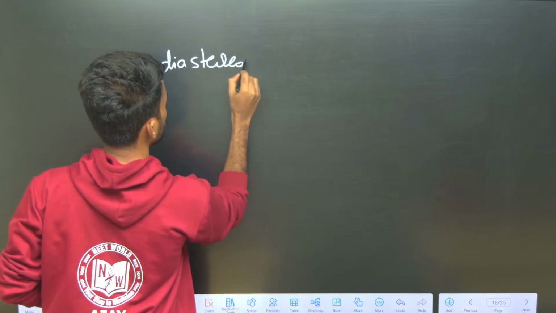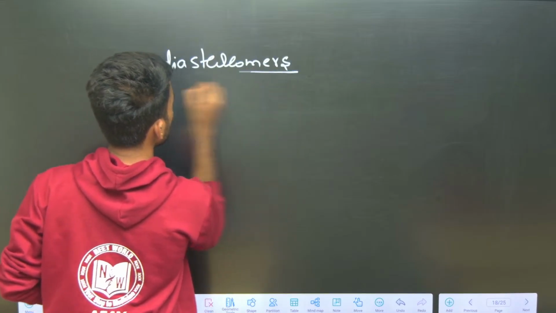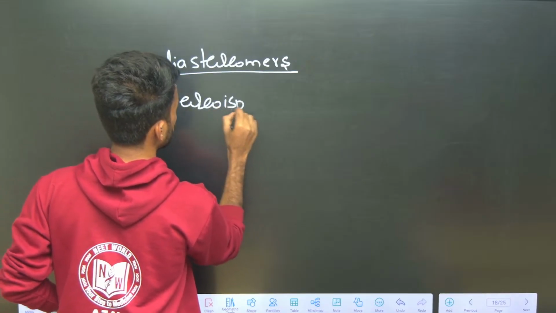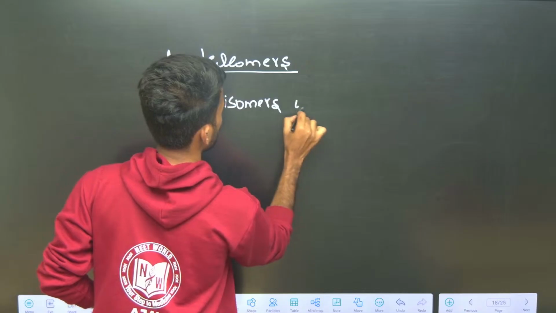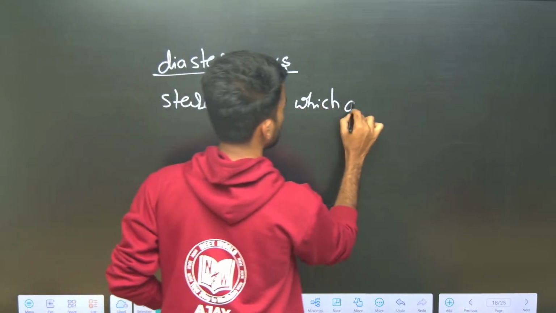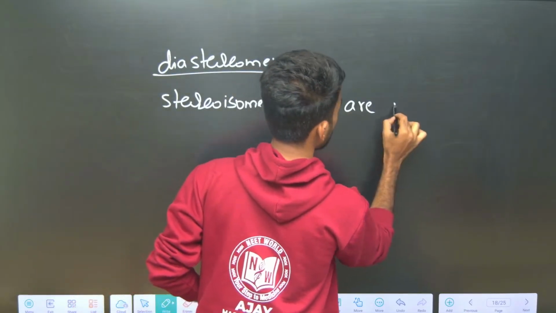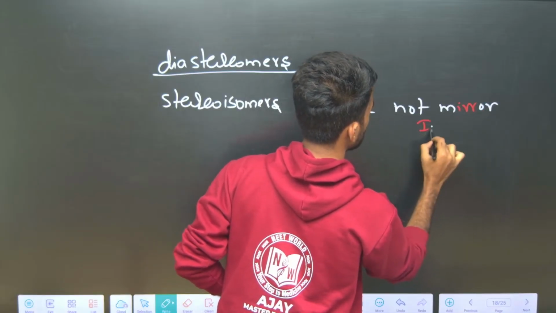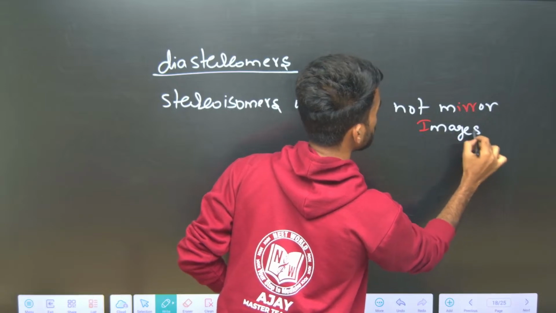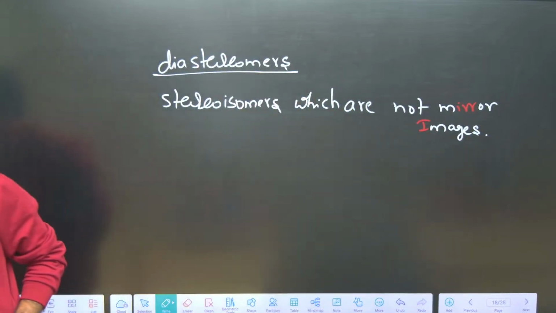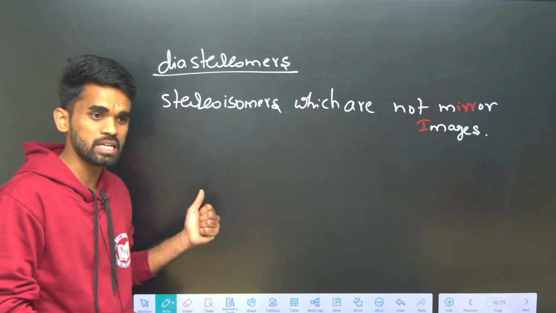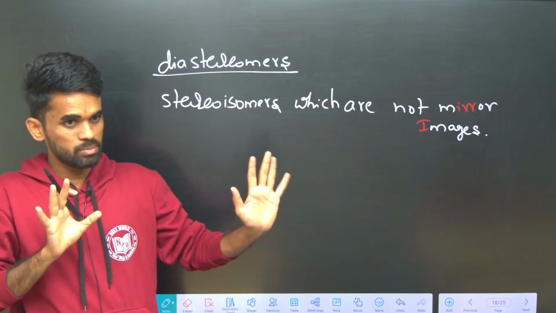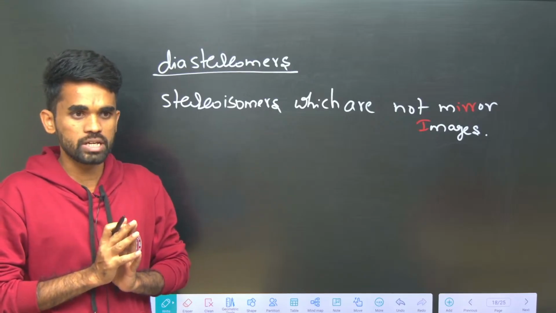Diastereomers. So these are also stereoisomers only, which are not mirror images. If they are not mirror images, then there is no point in discussing superimposability. If they are not mirror images, then definitely they won't superimpose on each other in the first place.